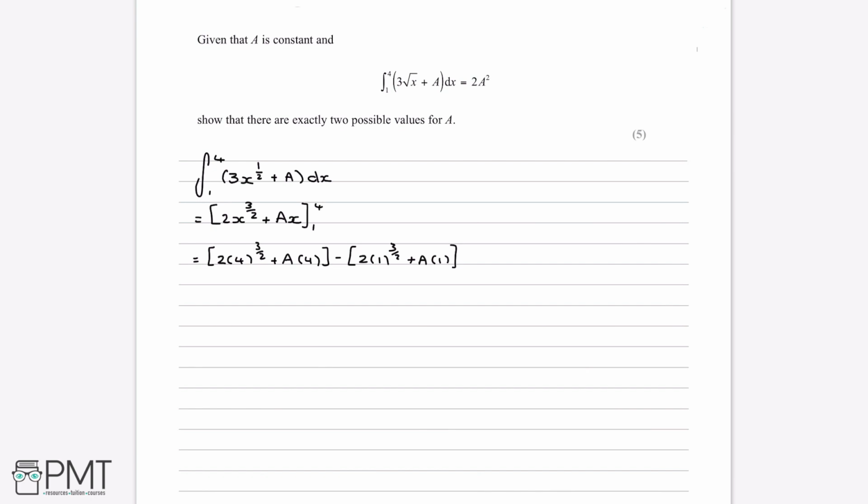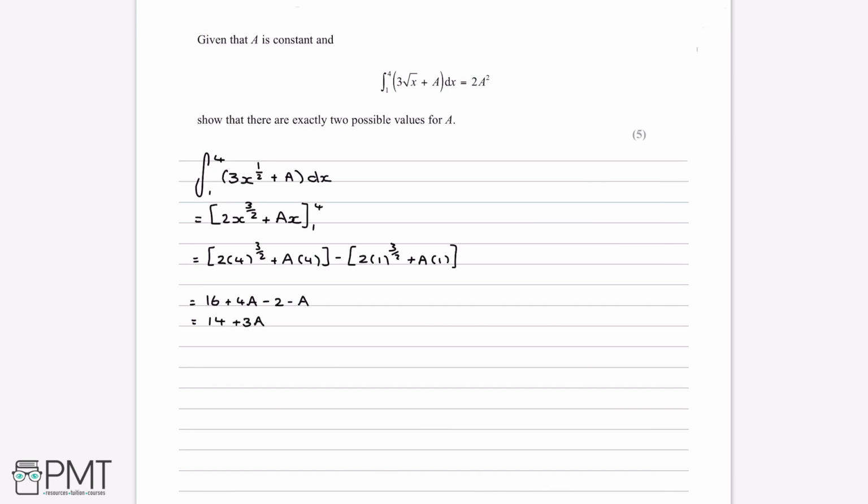And now, if we put some of these into our calculators, 2 multiplied by 4 to the power of 3 over 2 is 16. Then this is plus 4a minus 2 minus a. Remember that because this minus is on the outside of these square brackets, the a also becomes negative. This can trip people up sometimes. So now we're left with, if we simplify this a bit further, 14 plus 3a.